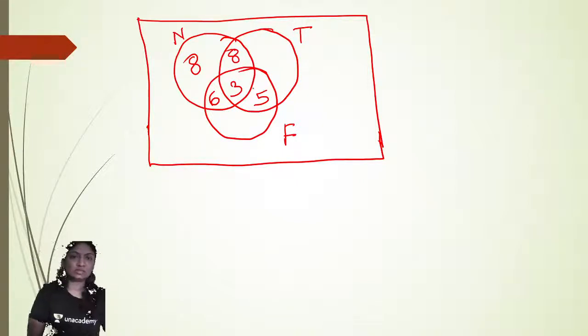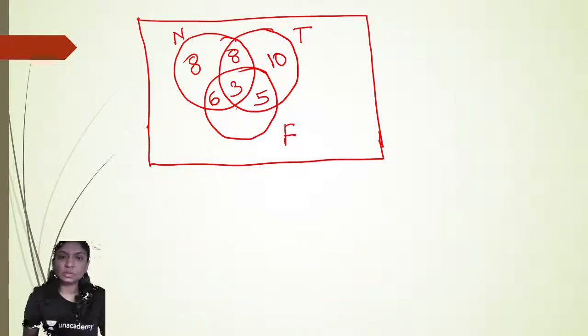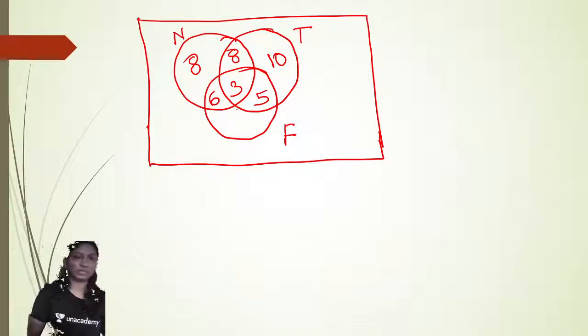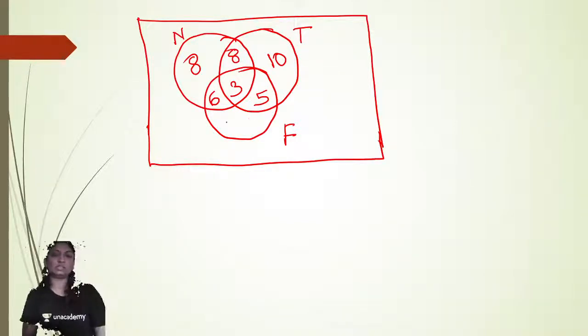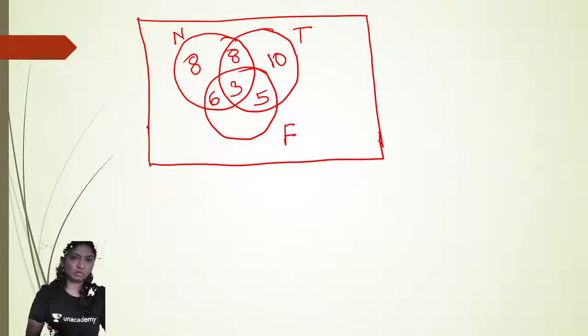So 26, so out of that, 16 are already counted. So there are 10 people who read only Times. And here T intersection F is 6 plus 3, 9 plus 5, 14. 14 plus... total number of people is 26. 26 out of 26, here 8, 9 plus 5, 14 already calculated, so remaining 12.